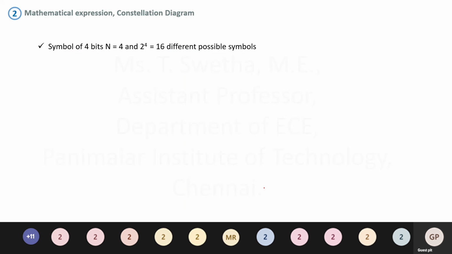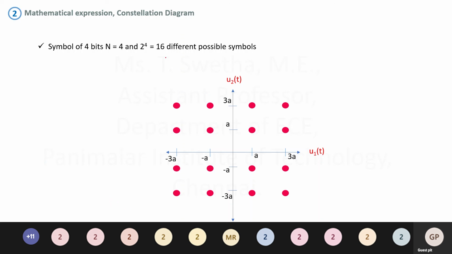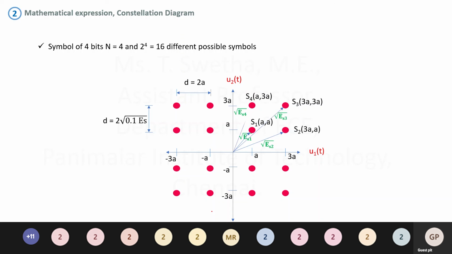Okay, so as you can see, QAM involves both amplitude varying and phase varying. That's why it is called QAM, or else it is also known as amplitude shift keying. Okay, so in the constellation diagram for 16 QAM, this is the constellation diagram. Okay, and distance will be calculated. Just now we have solved a problem, right? So with the help of that we can calculate the distance. So distance between the points is d equal to 2 root 0.1 Es.